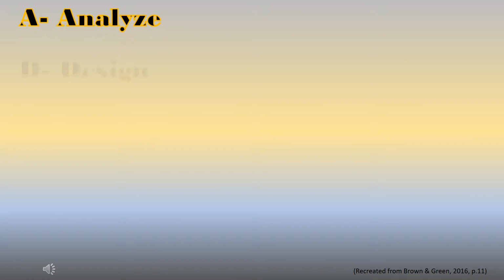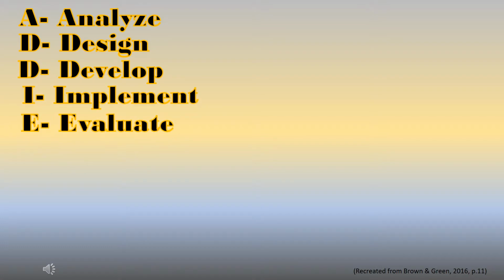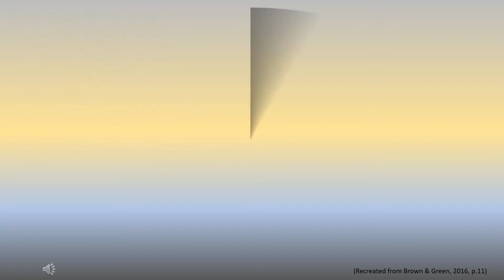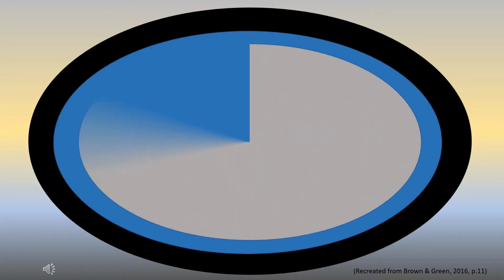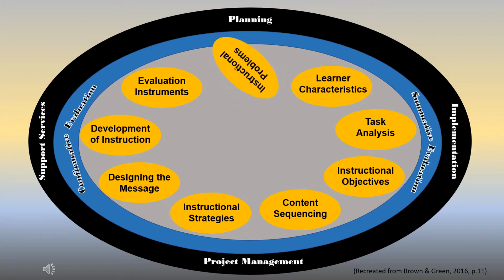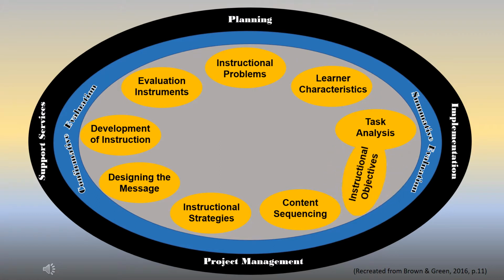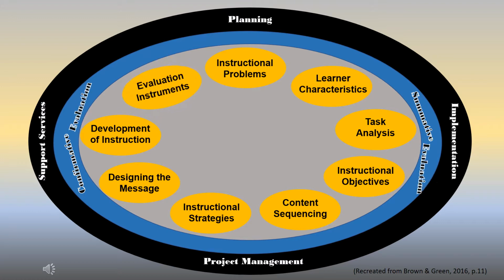Let us quickly review the steps associated. A. Analyze. D. Design. D. Develop. I. Implement. And E. Evaluate. Now let's see how the Kemp, Morrison, and Ross design incorporates each of these. We analyze the instructional problem, the learner characteristics, the task, and the instructional objectives. We design the content sequencing, the instructional strategies, and the message. We develop the instruction, and clearly implementation and evaluation are also represented in the visual.